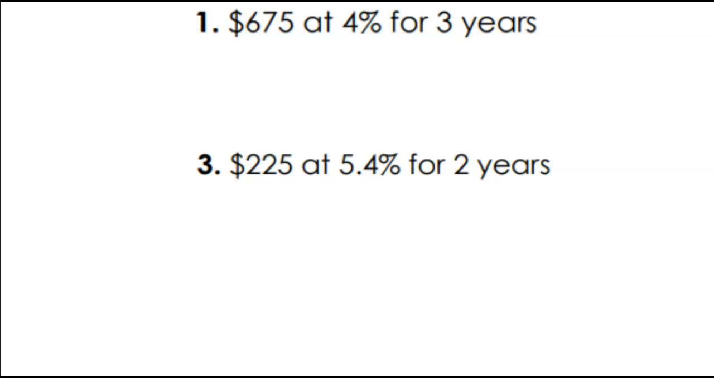All right, so for this first one, you've got $675 at 4% for 3 years. And for these first few, you're just looking for the simple interest. I'm going to write out this formula, and the more you write it out, the better you're going to remember it. So we are looking for the interest. The principal is the $675. The rate is 4%. The time is 3. So I'm going to substitute that into the formula.